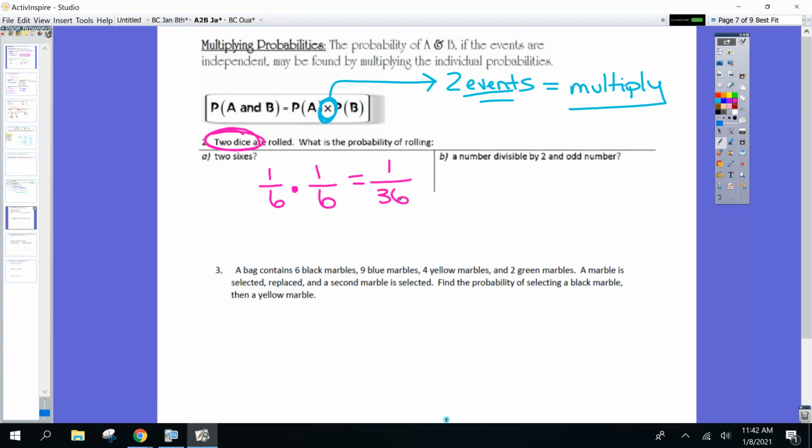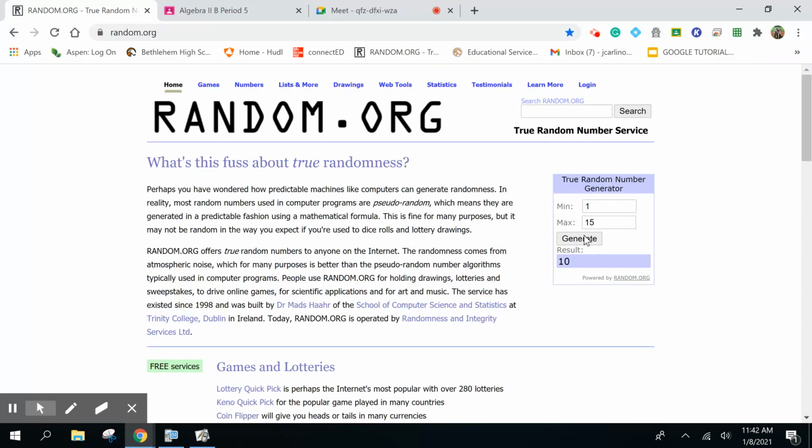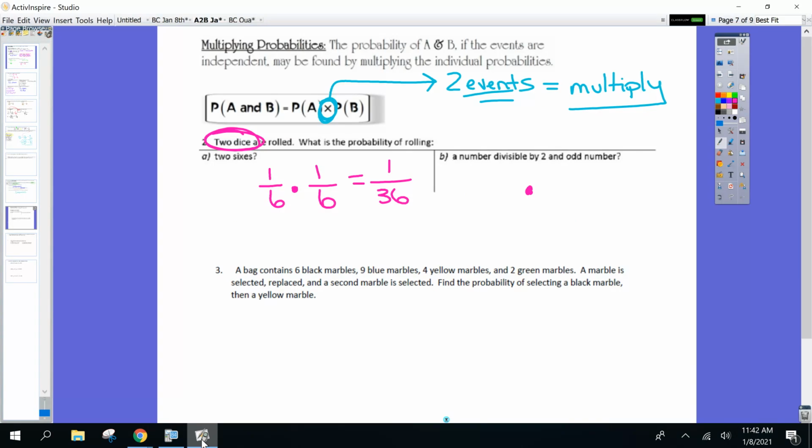All right, B. A number divisible by 2 and an odd number. All right, so I'm still rolling the 2 dice. Here we go, Hunter. Back to you. Ready? Die number 1, Hunter. A number divisible by 2. What do you got? 4? And 6. Or the number divisible by 2. There's how many choices?